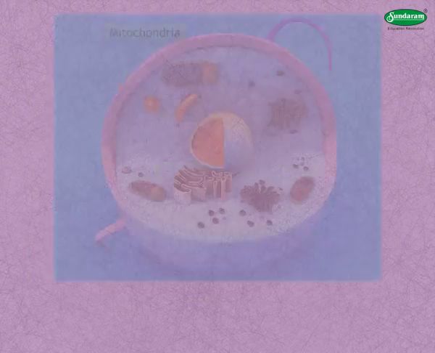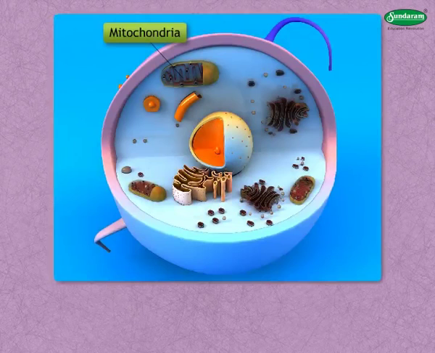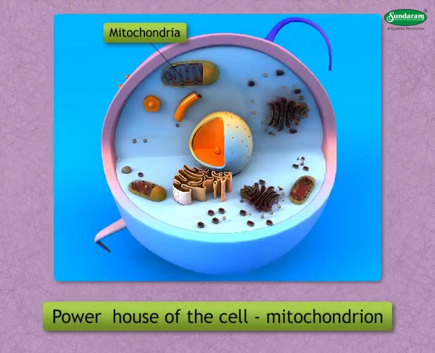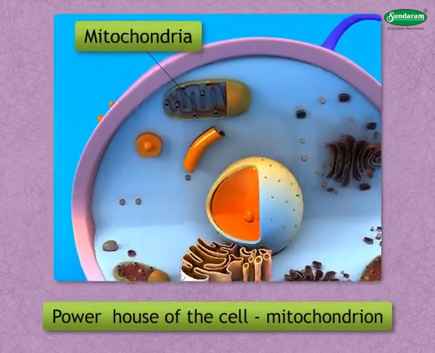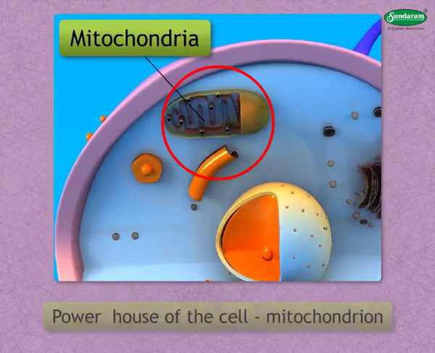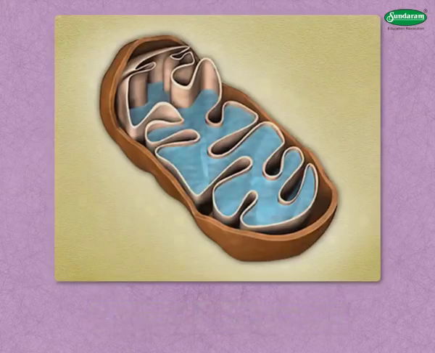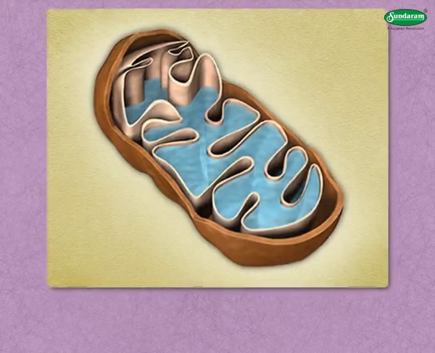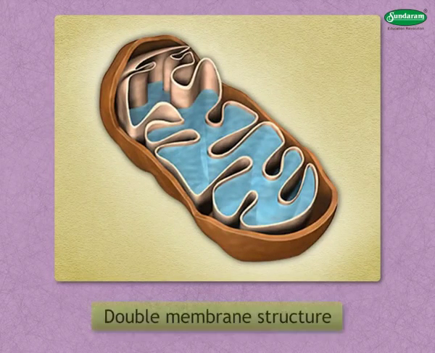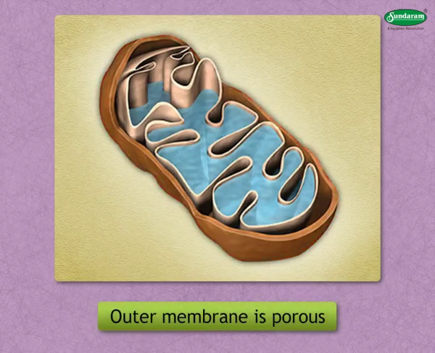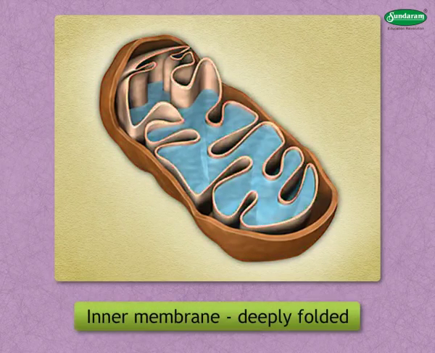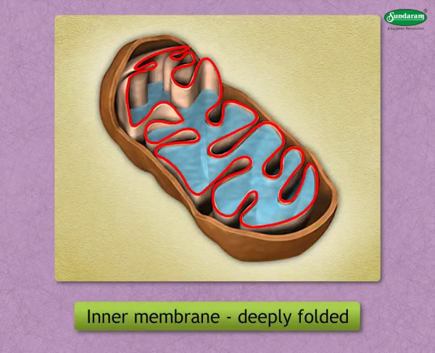Mitochondria. Students, now let us learn about the powerhouse of the cell. The organelle is called mitochondrion, which produces the energy for the cell. The plural of mitochondrion is mitochondria. Under electron microscope, a mitochondrion is seen as a double membrane structure. The outer membrane is porous, while the inner membrane is deeply folded.